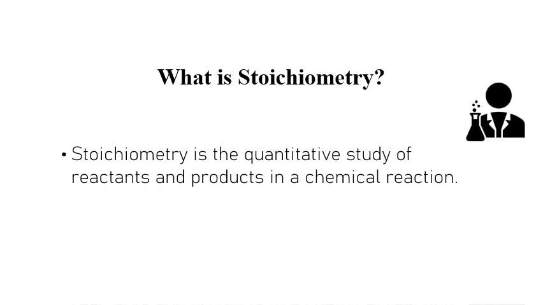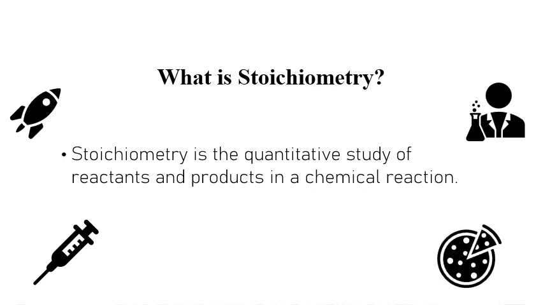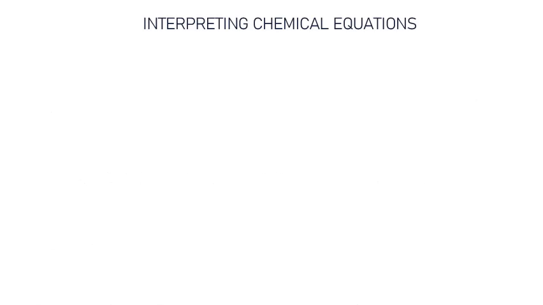These types of calculations are very important for a chemist. For instance, they are used in the production of rocket fuel, the production of specific doses of medicine, and even in the food industry. Some examples, okay? So now, how are we going to use a chemical equation in different ways? How are we going to interpret it for stoichiometric calculations?